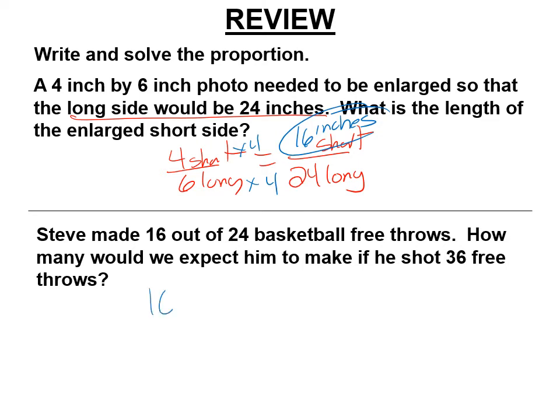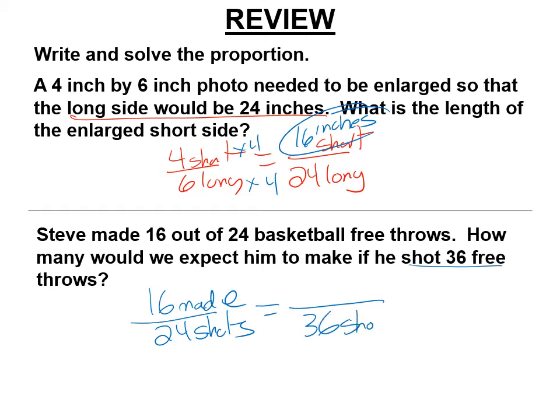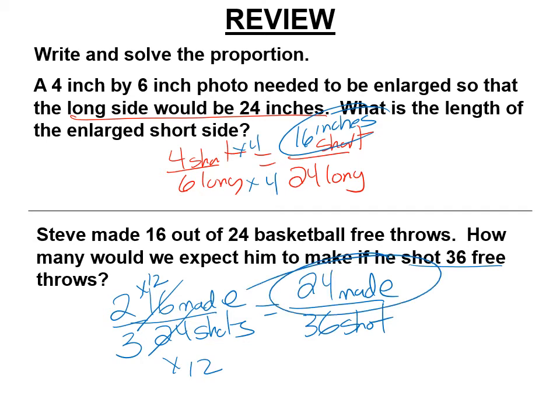Steve made 16 out of 24 free throws. You could put throws or shots. I'm going to put shots just to be consistent. How many would you expect him to make if he shot 36? All right, so 36, and we're trying to see how many we would expect him to make if he took 36. So now we need to simplify. Both of those are divisible by 8, so this becomes 2 and this becomes 3. 2/3. 3 times what makes 36? 12. So 2 times 12. We would expect him out of 36 to make 24.